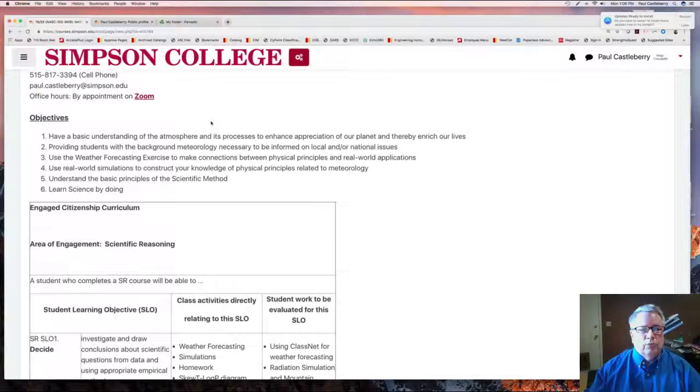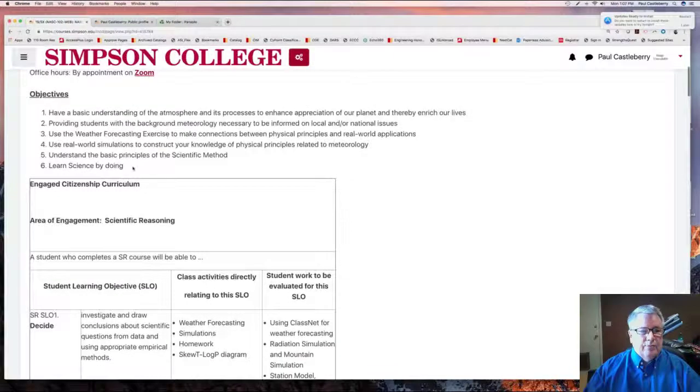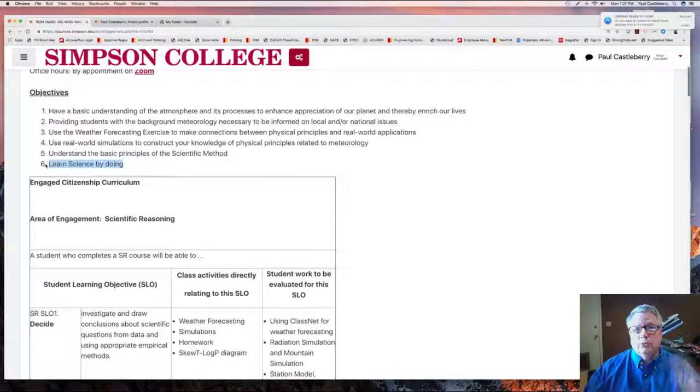We'll also be using some real-world simulations. I believe simulations are a valuable way to learn how to do science, and so we will be doing that as well. And basically, number 6, you learn science by doing, right? To learn something, the research has shown that you need to get your hands into it, need to get your mental acumen into it, to be able to work with problems, to struggle with problems, and to eventually be able to solve those types of problems.